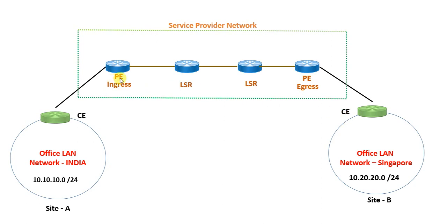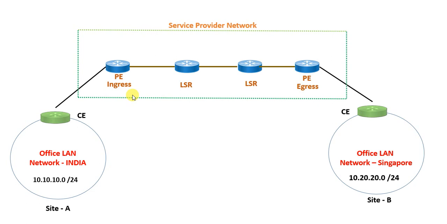The next one is PE, that is the provider edge router. That is the first router in the provider network that my customer router connects to. Likewise, my customer edge router in this location is connected to this router, so this is my provider edge router. All other routers in between these provider edge routers are provider routers or LSR routers. LSR is nothing but label switch router. It switches the packet based on its label.